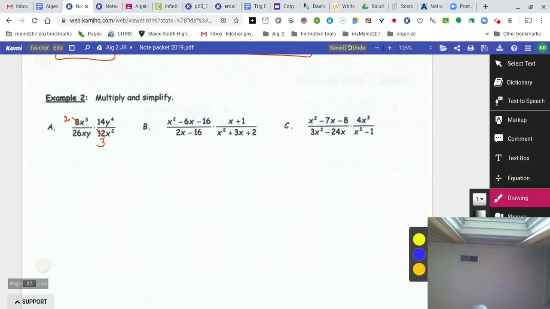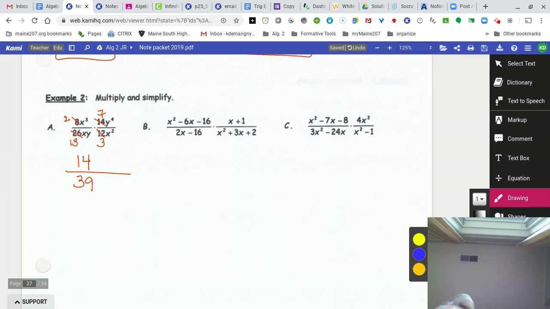Then if I look in the opposite direction, now I can look up and down with any numerator and any denominator, any top with any bottom. This one has a 2, so 2 goes into 26 13 times, and 2 goes into 14 7 times. I look around and I don't see anything else that will go into each other, so I'm going to multiply 2 times 7 and get 14, and 3 times 13 and get 39. Then I'm going to go ahead and multiply the variables.